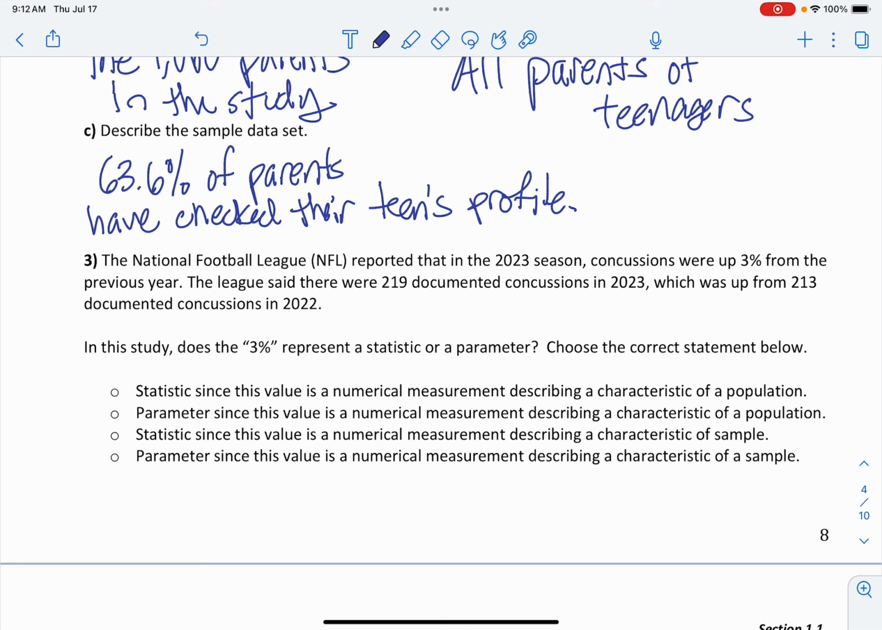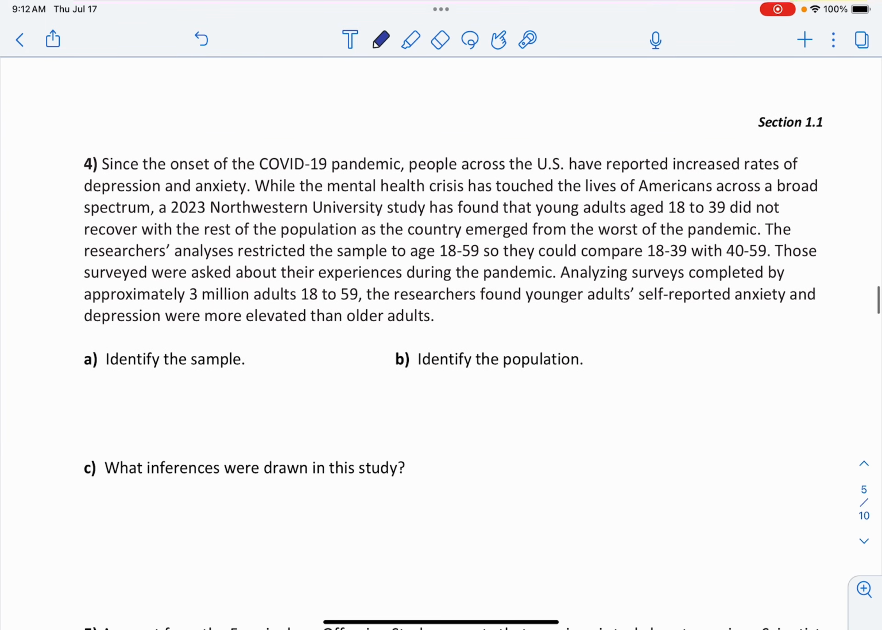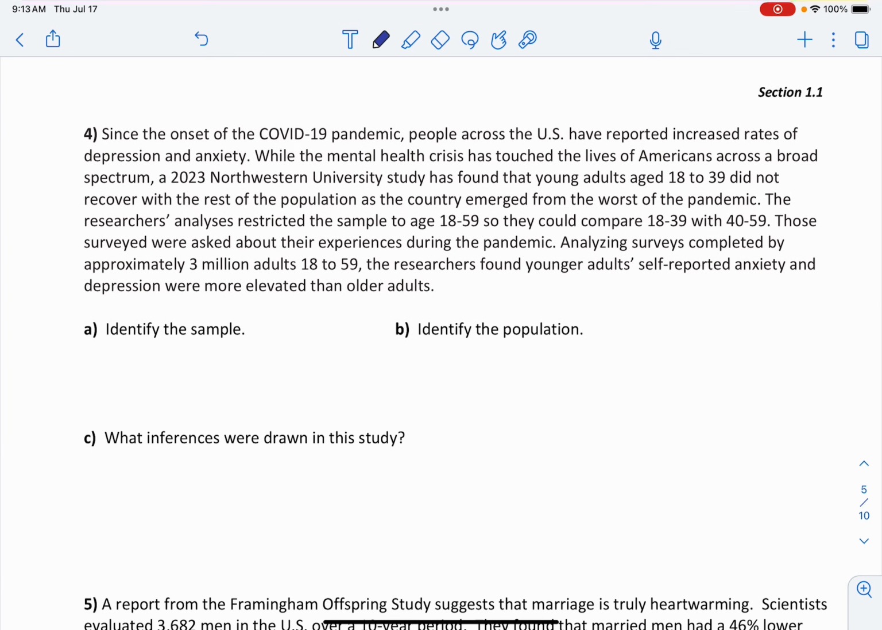So since it's all the players that are being included, this would have to be a population, and so it's a parameter, right? So we have two parameters here, but which one goes with the correct type, and that's population, so I would go with this one right here, right? It's a parameter since the value is a numerical measurement describing the characteristic of a population, okay? Here's another example. Okay, if you want to try this one on your own, hit pause and try it, and then you can see if you got the right answer.